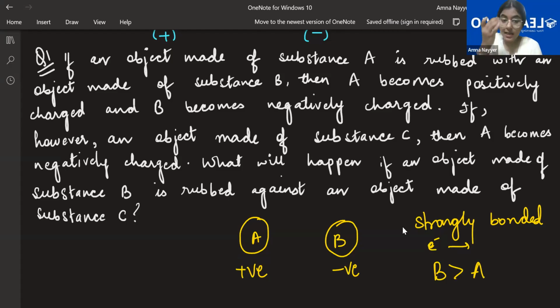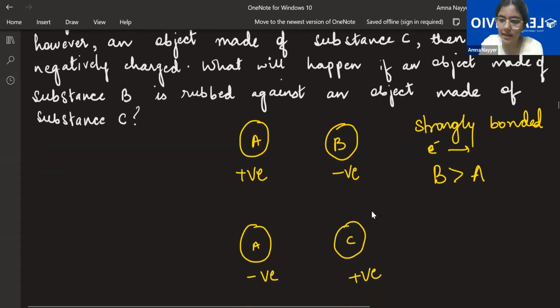Next, the question says, however, an object made of certain substance C is rubbed with A. Then A becomes negatively charged. Obviously, C will be positively charged. This is the case. Now compare these two. Tell me which will have stronger bonded, more strong foundations. A, because it is negatively charged. A has stronger foundations than C.